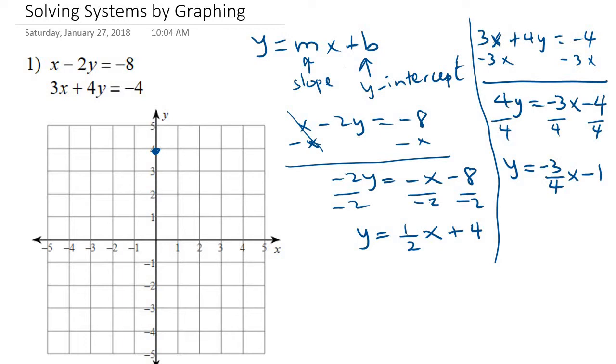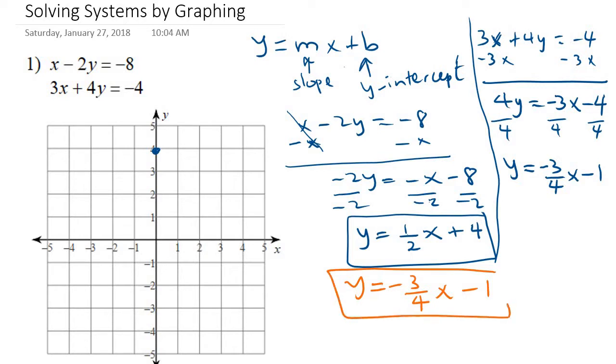So now we have two equations that we are going to graph. Let me write the first one in blue, and the second one, let me write it in red. So that will be y equals -3/4 x minus 1. We are going to graph those two equations. Now let's grab the blue one first.